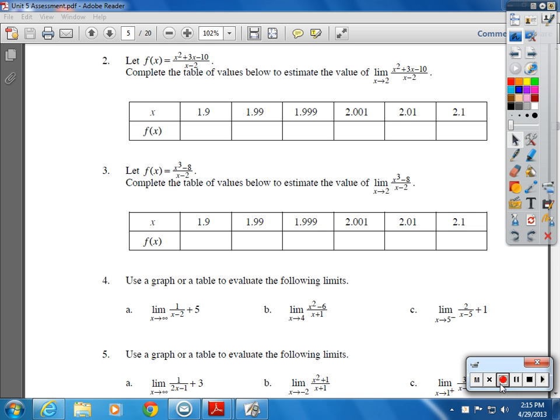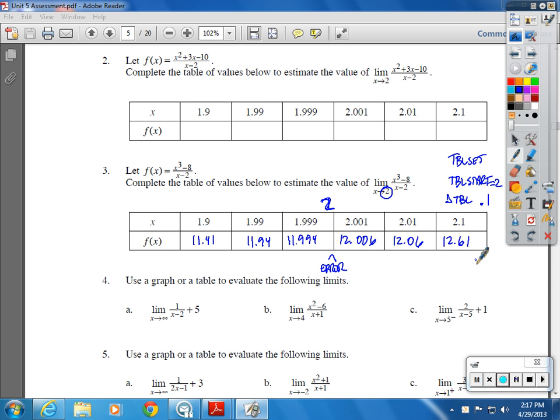So you just got to go into table, table set. Okay, table start will be whatever you're approaching, in this case 2. And then delta table is what you change each time. So delta table, if you count by 0.1 first, that'll give you 2.1 and 1.9. And then you change delta table to 0.01 and then 0.001. You'll be able to fill in all those values. So if I use my calculator to determine these table values here, remember, just keep going to table start. Keep changing delta table, 0.1, 0.01, 0.001.